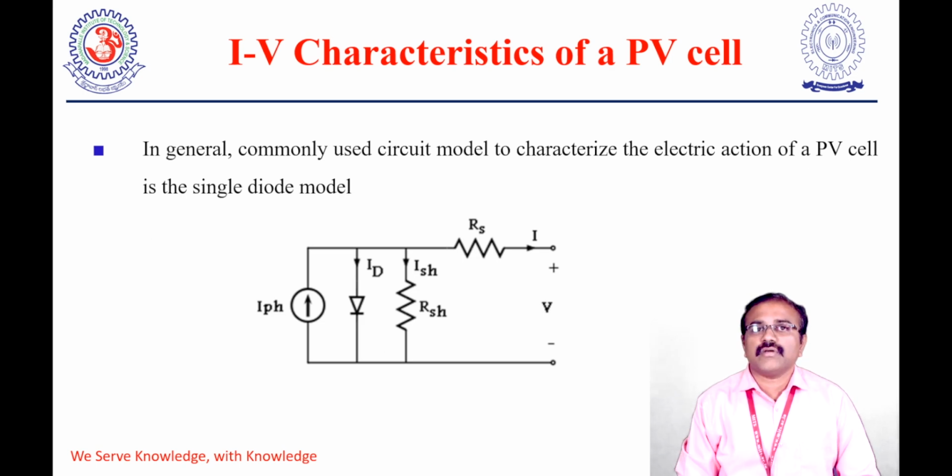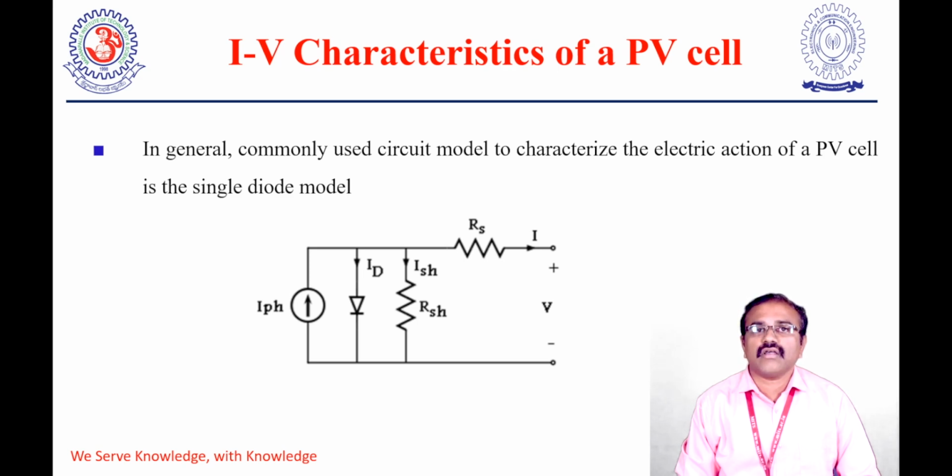So this is the IV characteristics of a PV cell. In our circuit diagram we are using only the single diode model. There are many types: single diode model, 2 diode model, 3 diode model. But among the 3 models, the single diode model is the most efficient one. That is why we are using the single diode model.